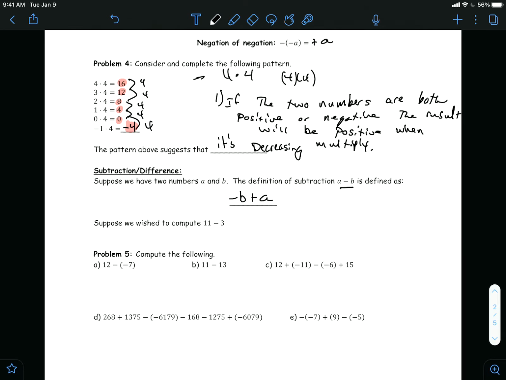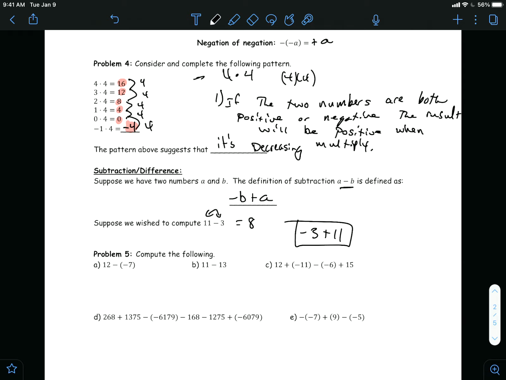There might be examples where, for instance, this one here is not too bad. I think we all know 11 take away 3. We know that to be 8. But let's say we had a question where it called for you to flip these around. It might be a little easier. For instance, what if I said negative 3 plus 11? Let's say that was the question originally.